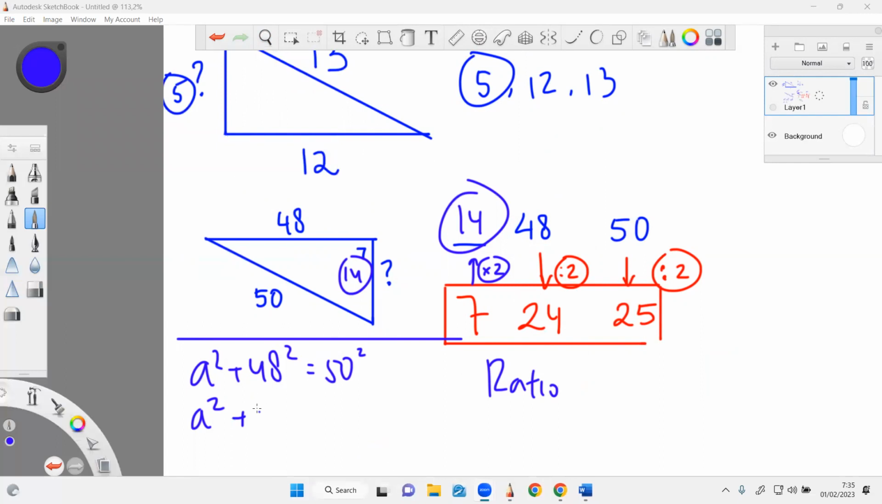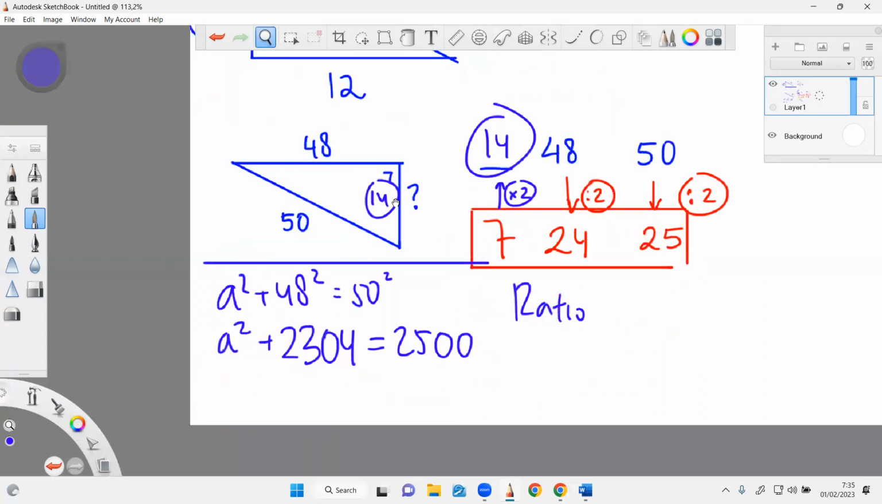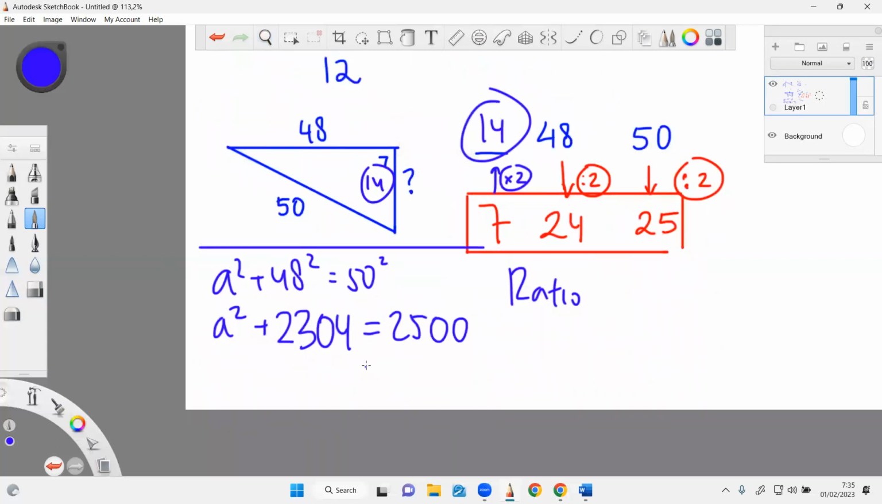48 square. 2,304. Yeah. 2,500. See, so much. The number is very, very annoying. I hate this number. A square equals 2,500 subtract 196, right? So A equals square root of 196, which is 14. See, you waste a lot of time to do this. Better use the ratio of Pythagorean triple.